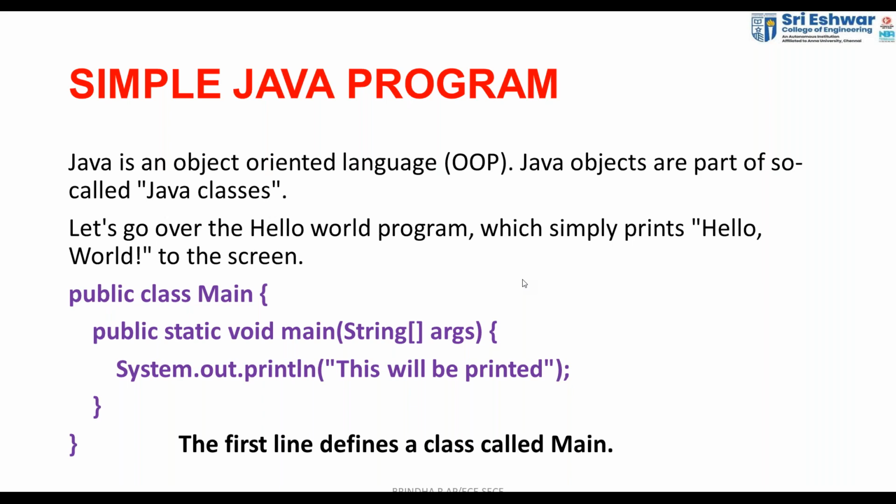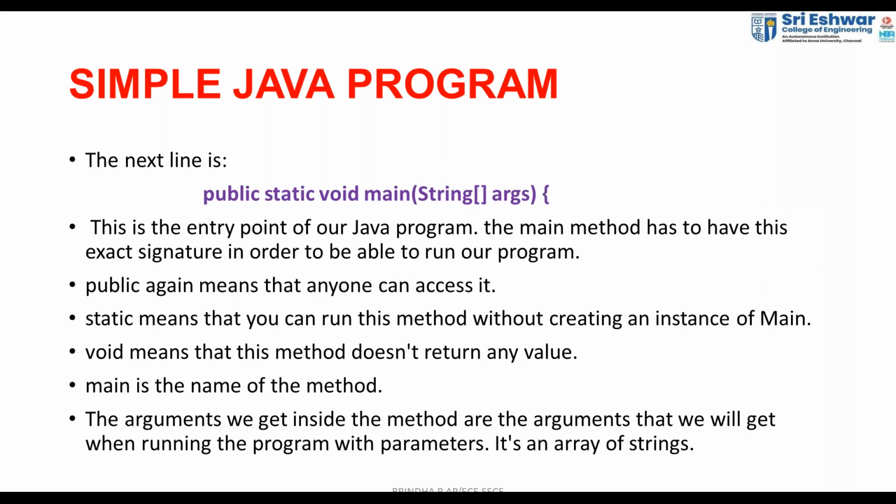நம்ம C program எழுதும்போது void main போடுவோம் இல்லையா? So it returns nothing. And then main class குள்ள நான் வந்து String[] args pass பண்றேன். ஓகேங்களா? So whatever variables I can give it to the main class. So this is how it is represented as public static void main(String[] args). See, this is the entry point of our program. ஓகேங்களா? So the main method has to have this exact signature in order to be able to run our program. Public again means that anyone can access it. Static means that you can run this method without creating an instance of main.